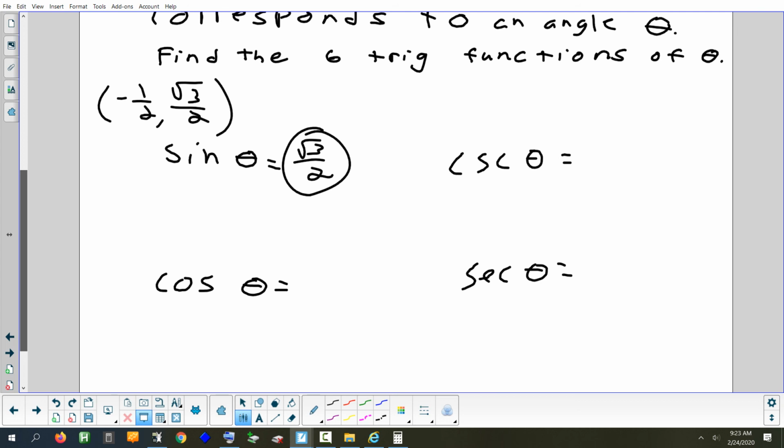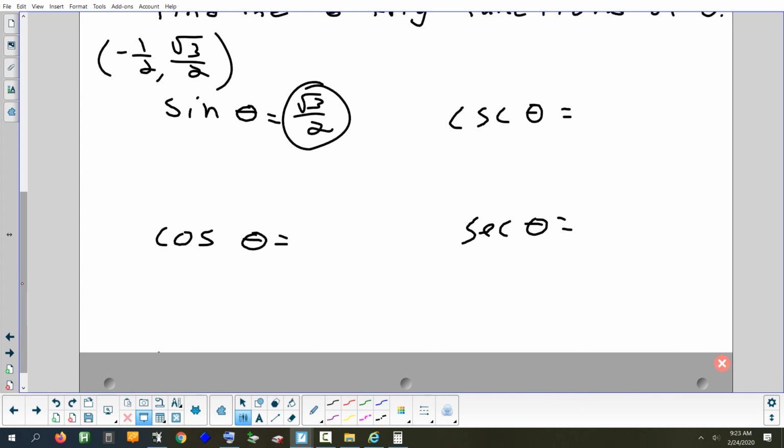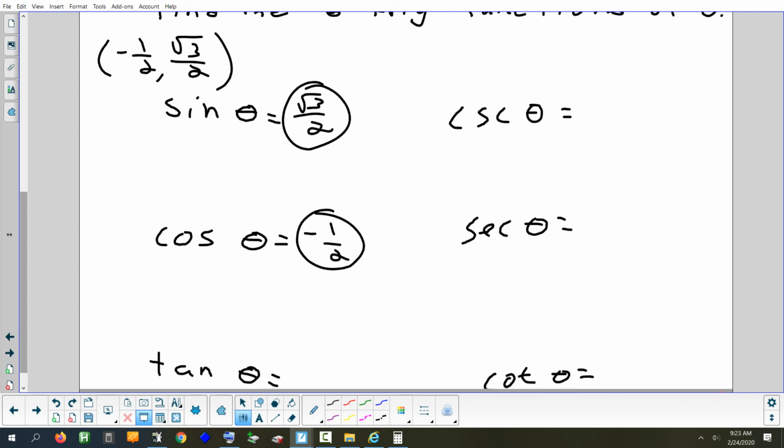How about Samantha? What was our formula for cosine? X. And what's the x in this case? Negative 1/2. Negative 1/2. Easiest two to do because you don't have any arithmetic. You just have to grab the numbers from the coordinate. All right. Let's look at our tangent.